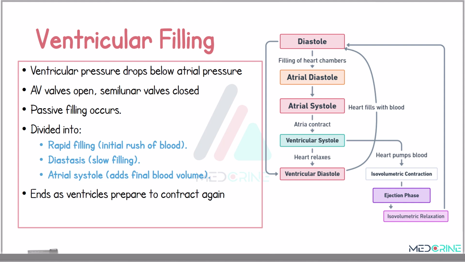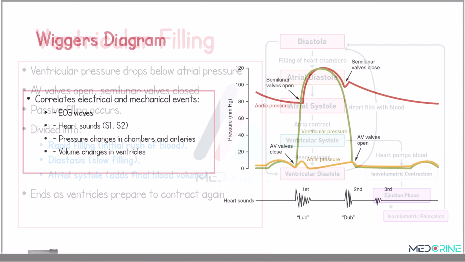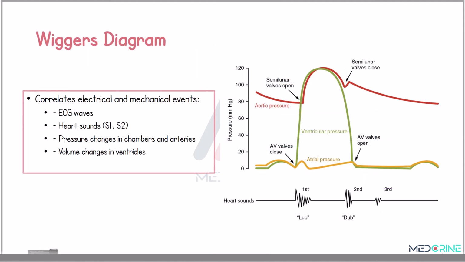And lastly, we have the ventricular filling phase, where there's a rapid filling, diastasis, and atrial systole. Initially, the atrioventricular valves open and the blood rapidly flows into the ventricles, and diastasis is a slow filling period where atrial systole then tops off the ventricles, and the cycle then repeats with the next atrial depolarization. This phase ends as the ventricles prepare to contract again.